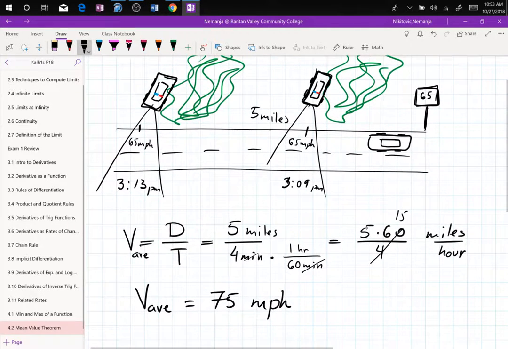So yeah, there you go. The theorem now is going to state, because you can only be ticketed for instantaneous, not for the average, the theorem says that your instantaneous and your average will be the same, at least at one point in time, if you have a function that is continuous and differentiable.